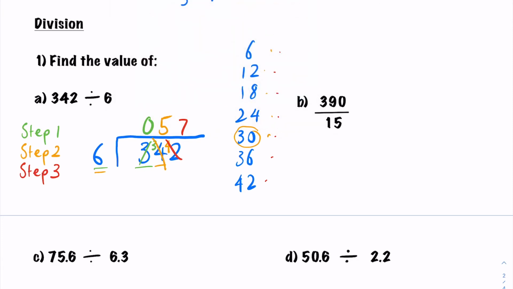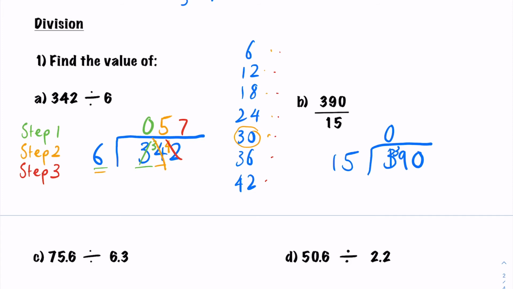Next up, 390 over 15. Now remember, this is just a fraction line in the middle here. That means exactly the same as dividing. So you can use exactly the same technique and say we've got 390 divided by 15. Okay, so how many 15s go into 3? None. So 0, carry the 3 over. How many 15s go into 39?